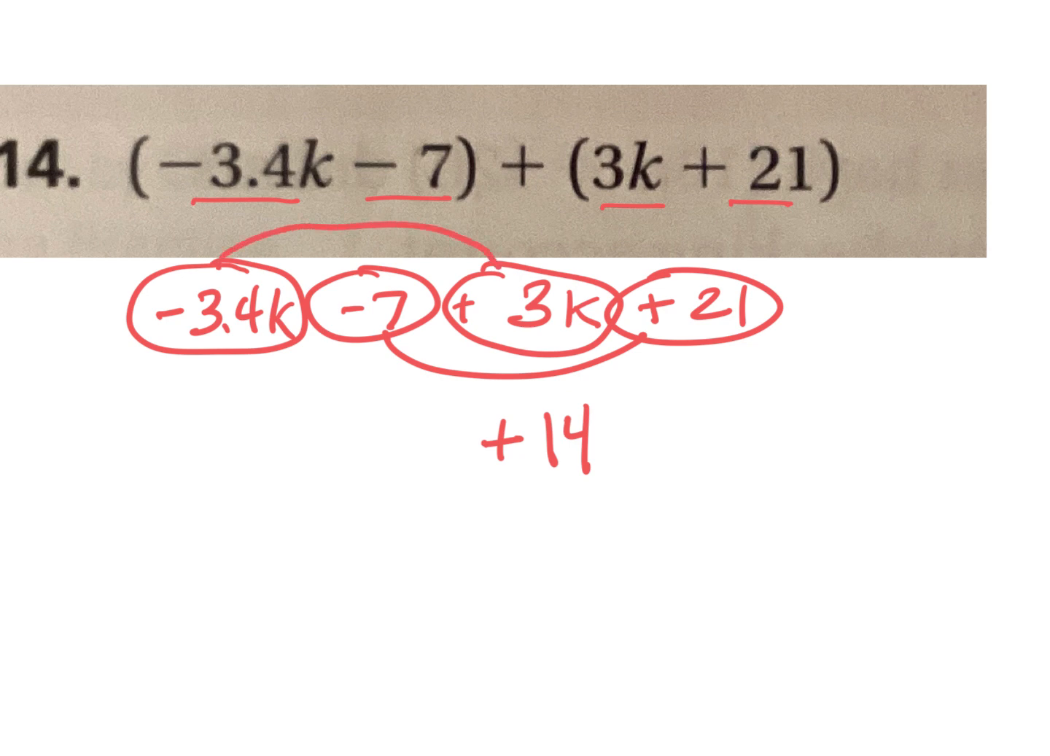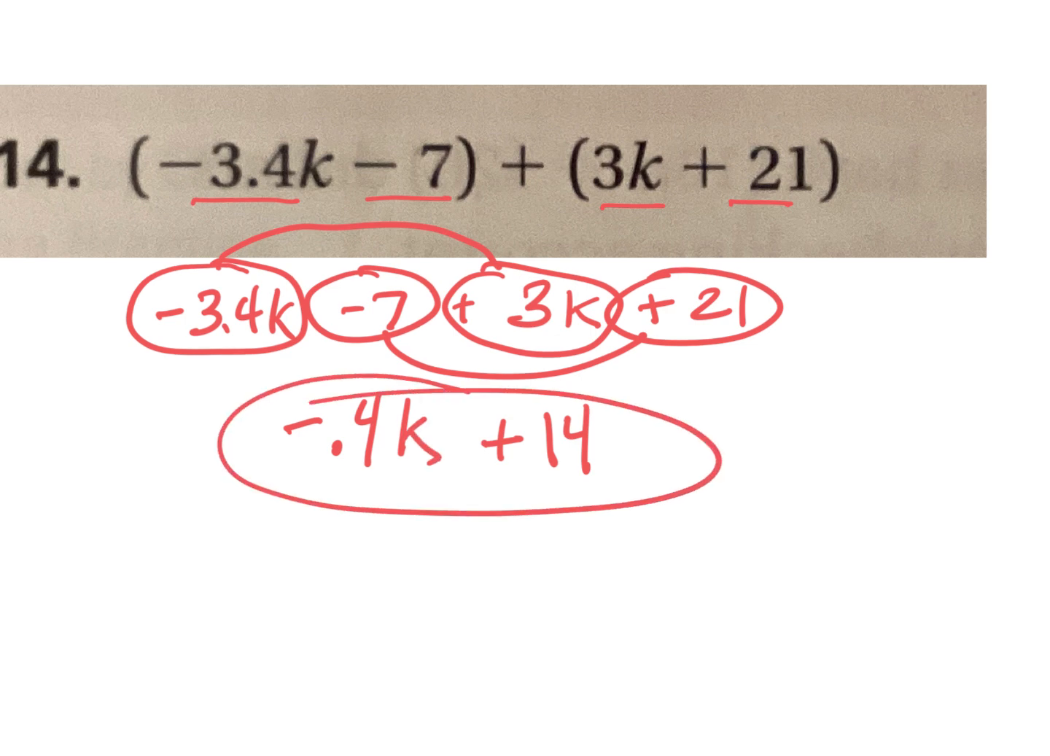And then I'm going to add these two together, negative 3.4k plus 3k. That's going to get me a negative 0.4k. Okay? And that's what that is. I can't go any simpler than that. And that's how you add together a couple linear expressions. Okay, next one.